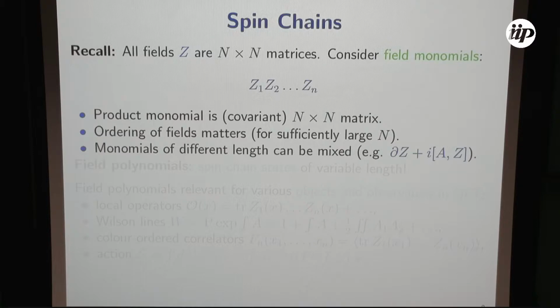So the other important aspect is that all fields are N by N matrices, and you can combine these matrices to monomials. You can take products of matrices, and if you take such a product, you'll get back a matrix. And this monomial is again an N by N covariant matrix. And importantly, the ordering of these fields matters. If you have N sufficiently large, at least, then all of these polynomials will be independent. And the monomials of different length can also be mixed.